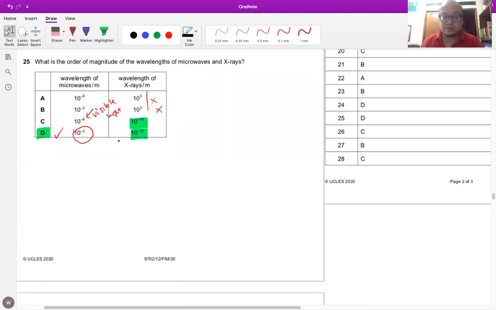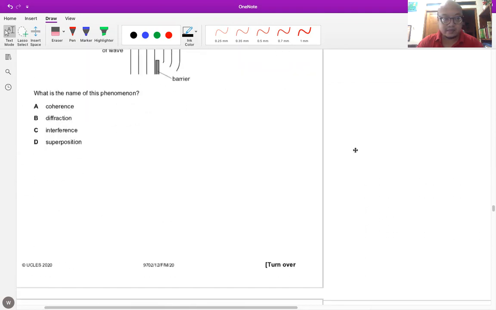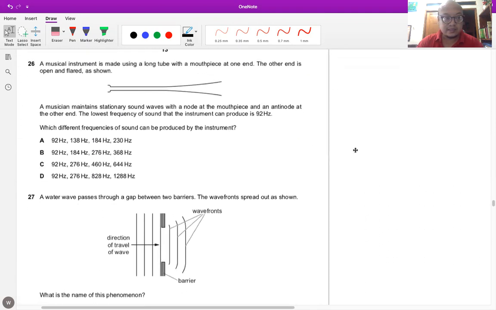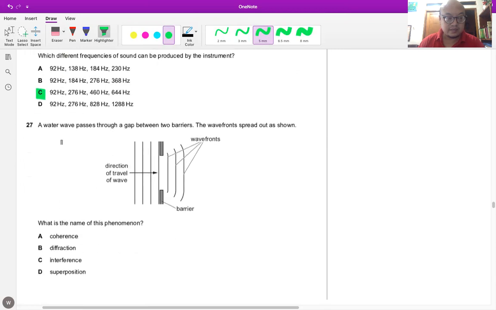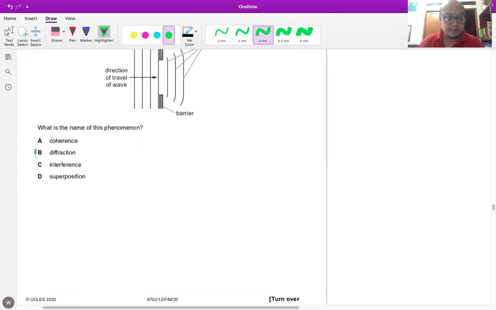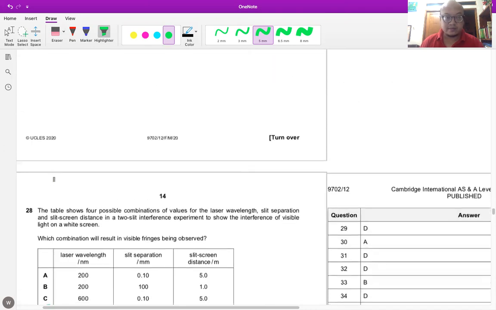Okay, now continue with number 25, 26, 27 and 28: C, B, D. Now we'll highlight C and B. 26 is C, and then 27 is B, and 28 is D.